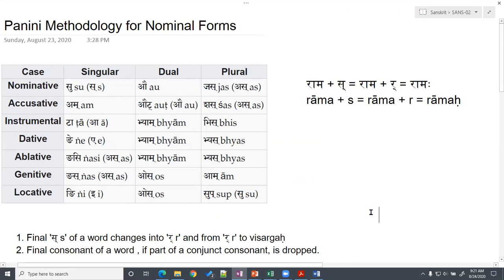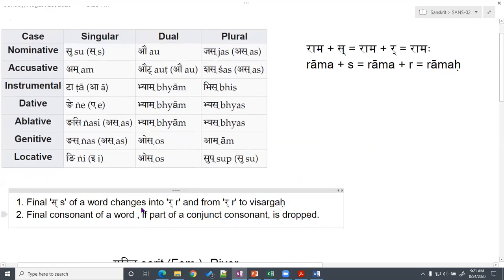Another thing I want to bring to your attention here. You see, I put this rule: the final sakara of a word changes into refa, and from refa to visarga. Why this two-step process? Why not directly say sakara will change to visarga if it always happens this way? The reason is that there are a few words which do not go through this transformation. They naturally end in refa without first being sakara, and then the refa changes to visarga.